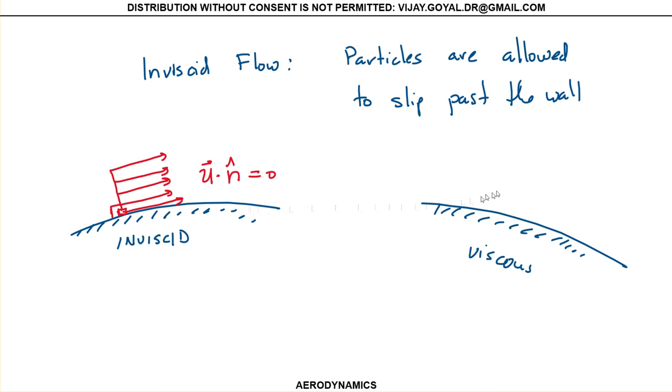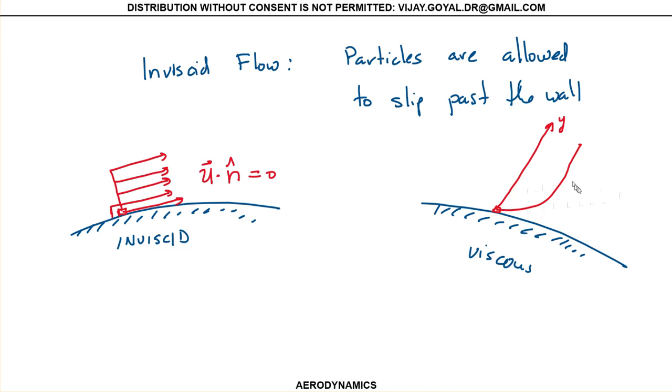Now, that's the inviscid flow. This is the viscous flow. For the viscous case, I don't want it to slip. So now you have this small particle, and because I don't want it to slip, I want it to stick. What it's going to try to do is create a boundary layer, right? And this boundary layer is going to look something like this.